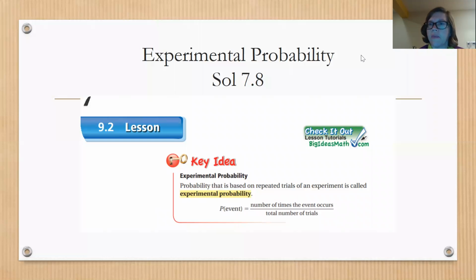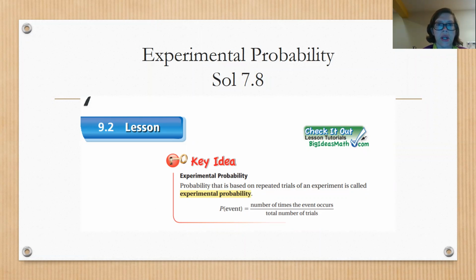Hey guys, Miss Raymond here today for math to talk about finding experimental probability. All right, so we have previously found the likelihood of an event and the probability of an event.